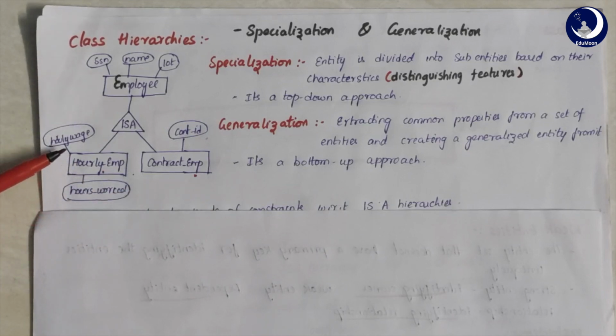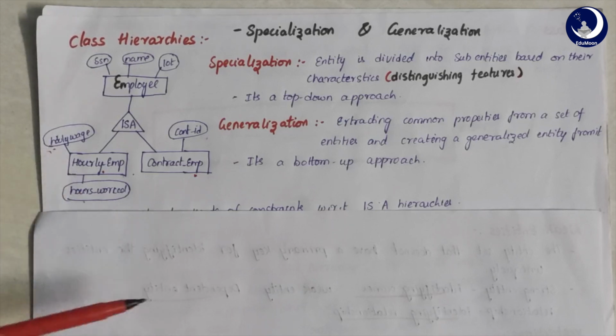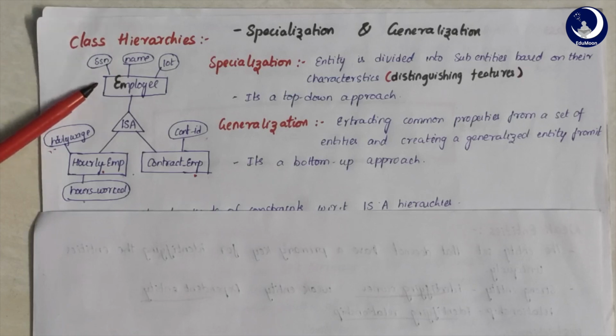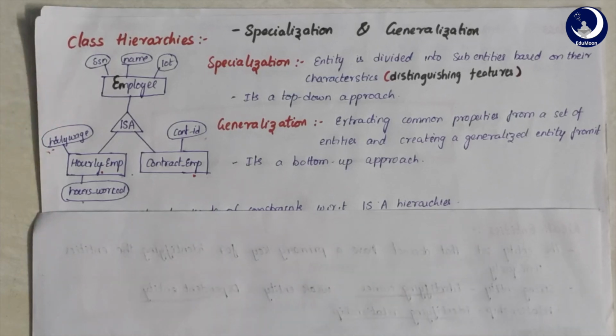where the hourly employee has the hours worked and the wage for that hour. The contract employee has its contract ID. So if we consider a generalization, we'll see a bottom-up approach where both the hourly employees and contract employees collectively cover the employees. Who are the employees? The employees that are hourly employees and the contract employees are collectively called the employees. So this is what specialization and generalization are.